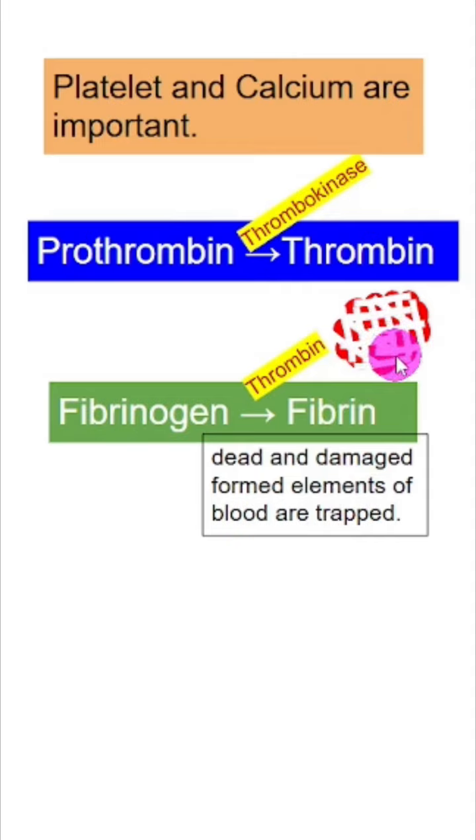In case of hemophilia, important factors like factor 8 and factor 9 are genetically not inherited. They are missing. So formation of fibrin threads is compromised in these patients. So even a minor cut can lead to massive loss of blood from the body.